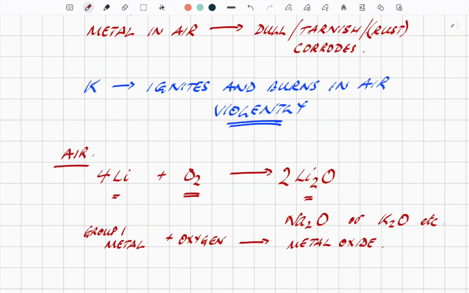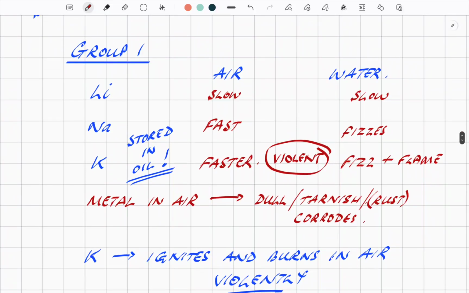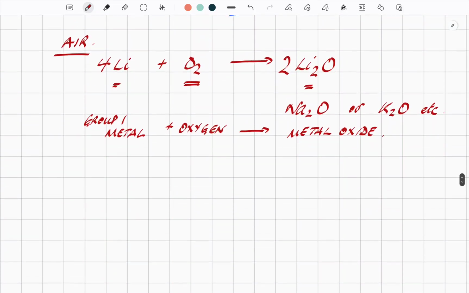So that is the reaction that you need to know for air. As I said, I've put in kind of slow, fast, faster, that sort of thing. Lithium still does react, but not as fast as sodium or potassium, as in that table. Lithium will react, maybe not so slow, but definitely not as fast or violently as sodium and potassium. You will still get fizzing, so call it a slow fizz, and heat is given off.